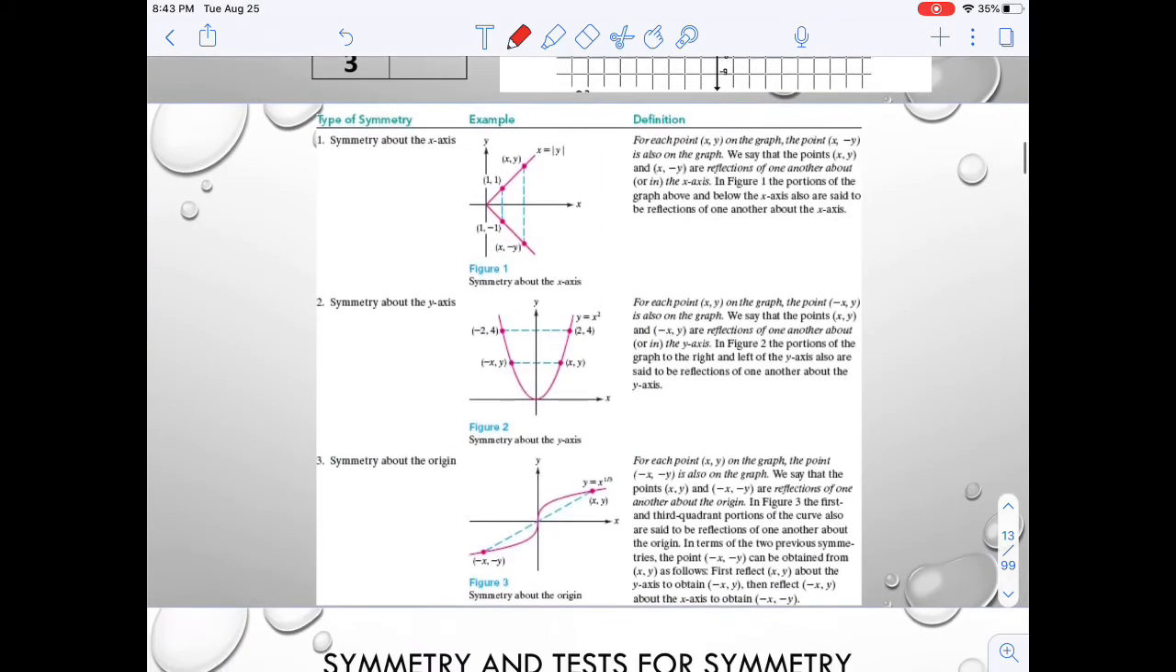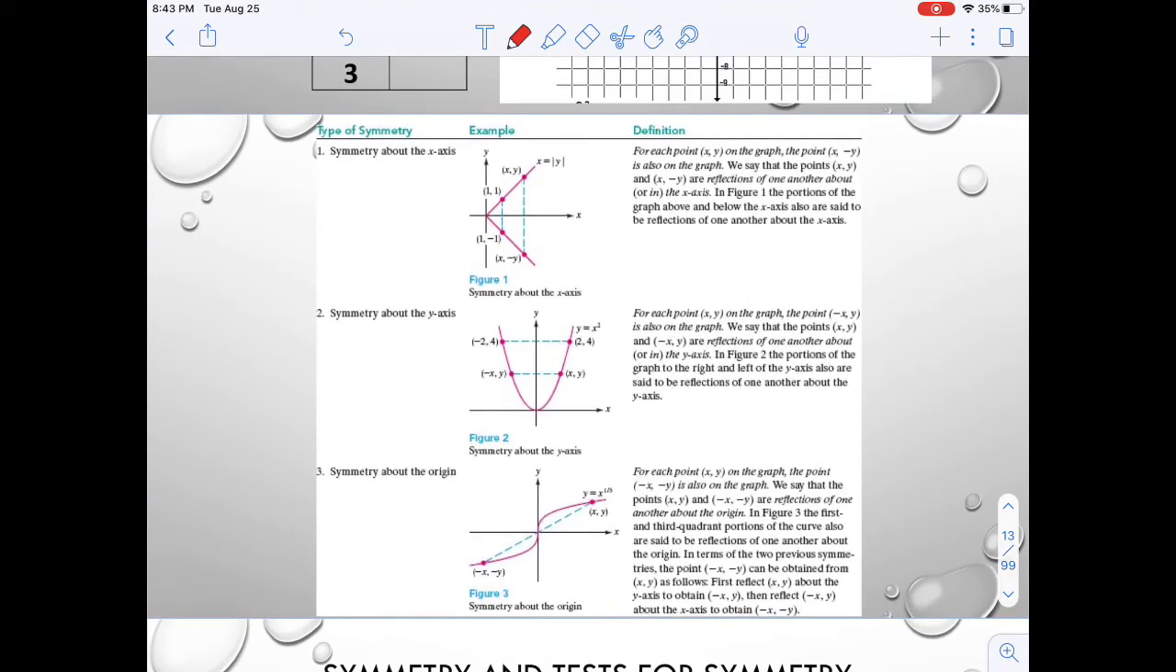Let's talk a little bit about symmetry. When we're talking about equations and graphs, and I'm ignoring some of the function rules, if you remember the function rules from Alg 2, we have symmetry about the x-axis, where I have essentially the same reflected picture above and below my horizontal axis. So for each point x, y on the graph, I also have to have the same x value with the opposite y. So x, negative y has to also be on that graph. They're reflections about the x-axis.